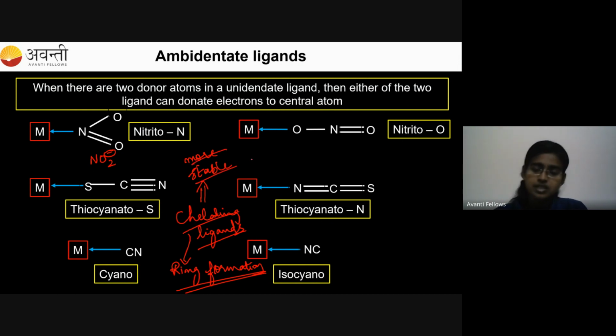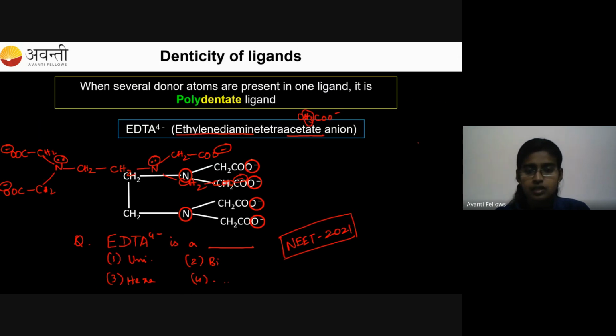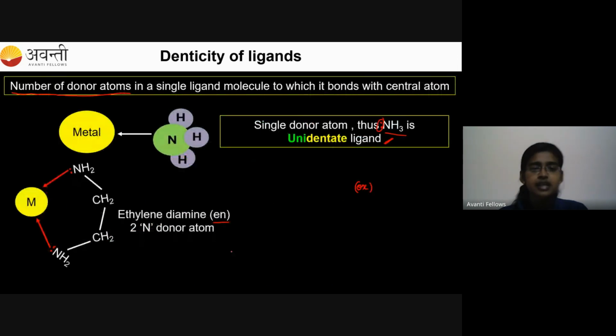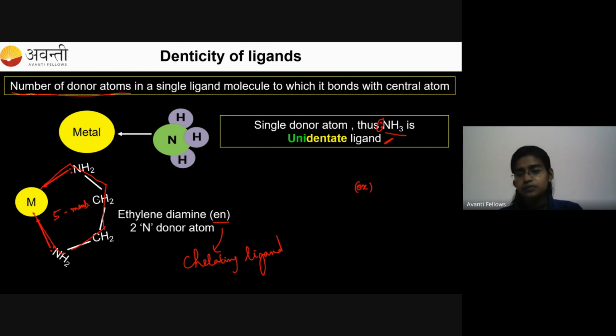So why are they stable? Let me explain. Ethylene diamine is also an example of a chelating ligand. Why am I calling it a chelating ligand? Because when it is bonded with the metal atom, it forms a ring, right? So 1, 2, 3, 4, 5. A 5-membered ring is formed by this ligand with the metal atom. Ring forming ligands are called chelating.